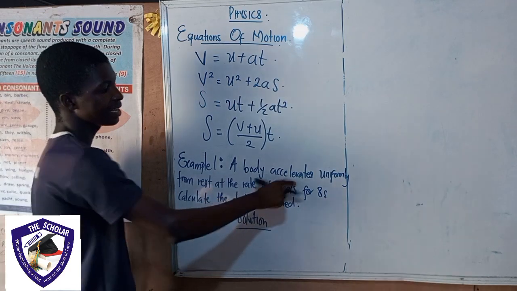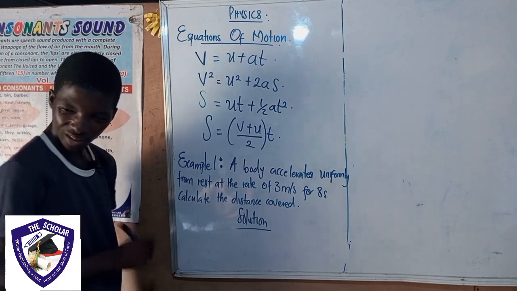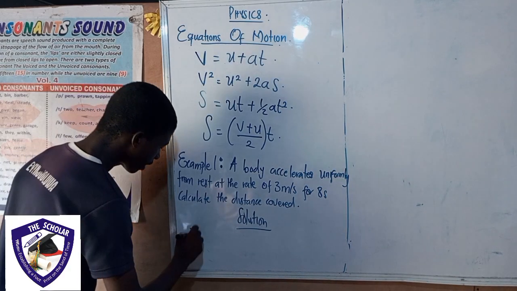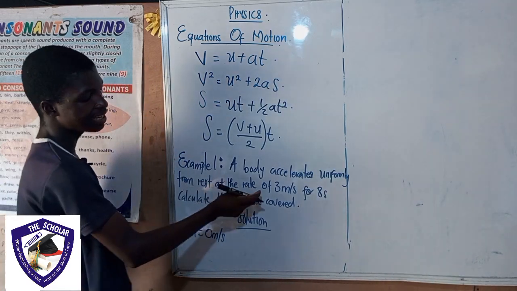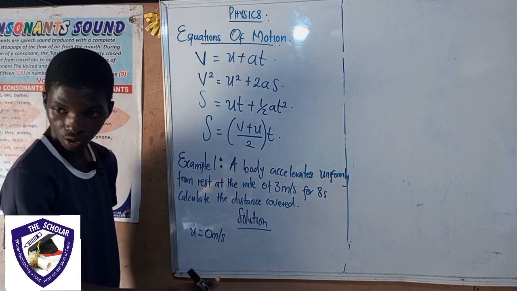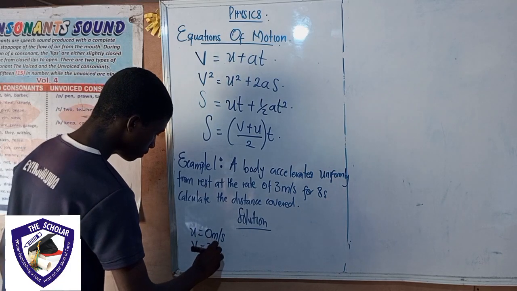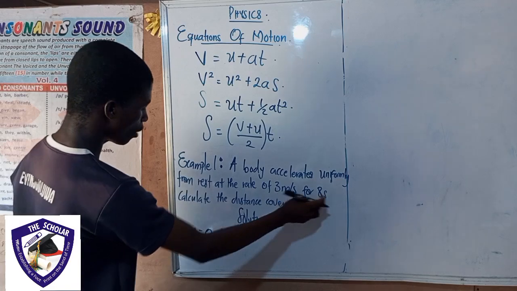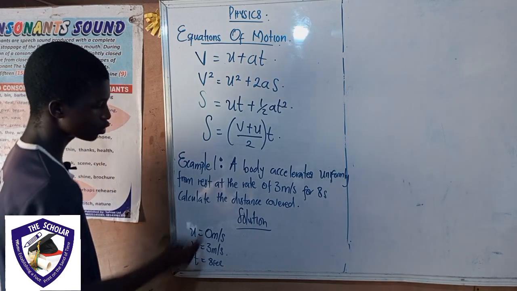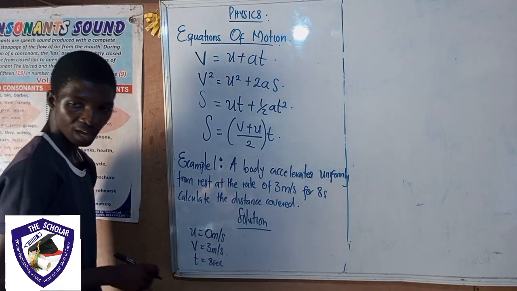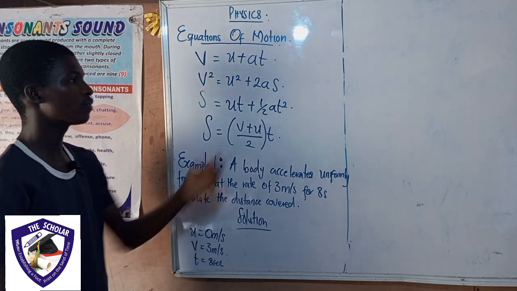It says a body accelerates uniformly from rest. That means the body is stationary. Then what is the initial velocity? 0. That means our U is equal to 0 meters per second. Now it says at the rate of 3 meters per second. That means the final velocity is 3 meters per second. That's V equals 3 meters per second for 8 seconds. That means our time is equal to 8 seconds. Then the question says find the distance covered. Now let us check very well. To find the distance covered, that means you want us to find our S.